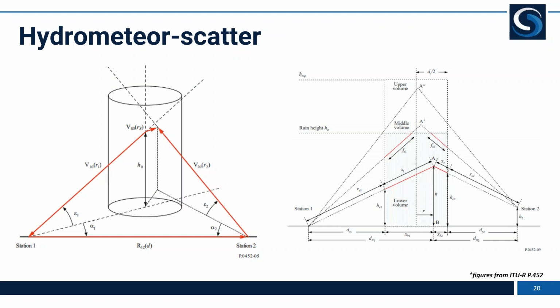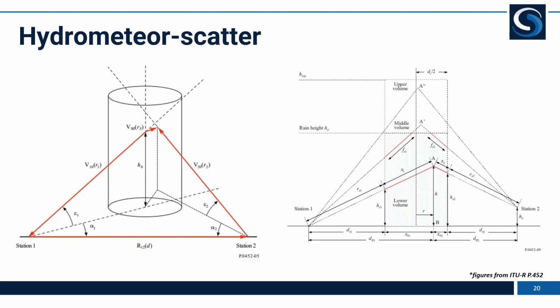Typically, when it's raining, the lower volume has the greatest amount of water vapor concentration. If it's just particularly cloudy, maybe the middle volume has a higher volume of concentration. And this is all something that's taken into account in P452 and has to do with those ITU recommendations stated previously, P837 and P839, that determine rain rate and rain heights.